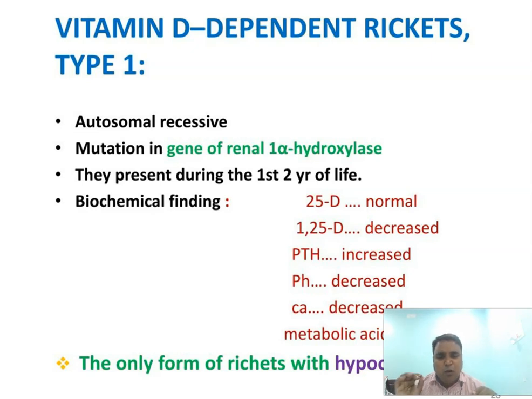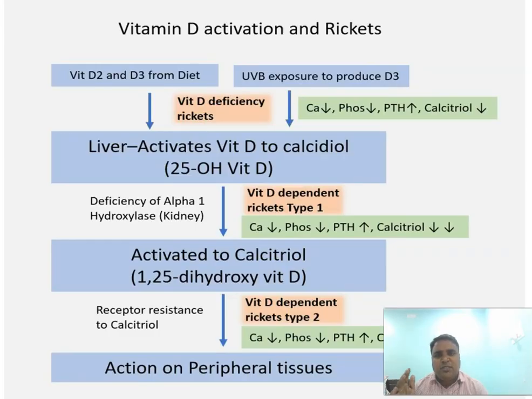That is most important. This is the only form of rickets where we can get classical features of hypocalcemia. In other cases, we can sometimes get a low calcium level or sometimes a normal calcium level. But here we will get hypocalcemia and features of hypocalcemia. So this is the classical feature of vitamin D dependent rickets type 1. Type 2 is because of peripheral action, because of the resistance of the peripheral tissues to the activated form of vitamin D. This is the simplest form, vitamin D activation.